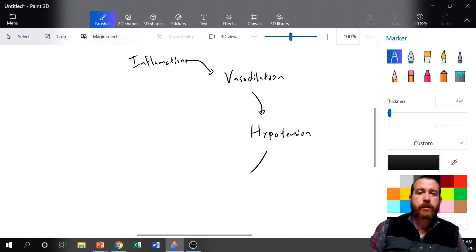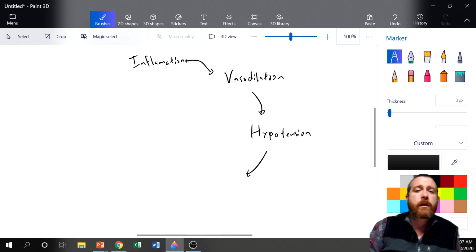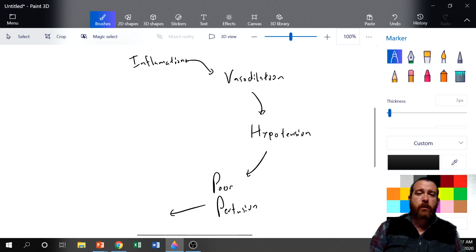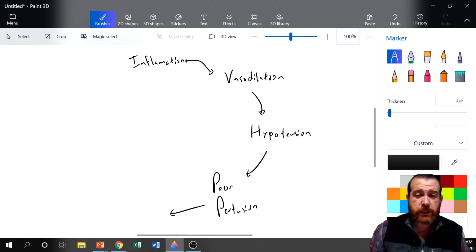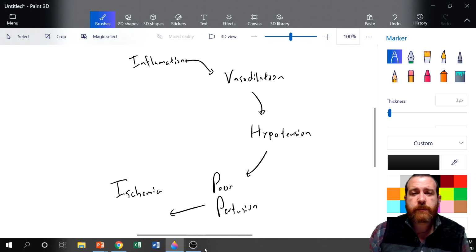Hypotension is going to lead to, if I don't have as much pressure pushing that blood ahead, we're going to have poor perfusion. As perfusion drops off, we're going to have poor tissue oxygenation. There's not going to be as much blood flowing to that tissue, so obviously there's not as much oxygen flowing to that tissue, that tissue starts to become ischemic. We have tissue ischemia occurring.